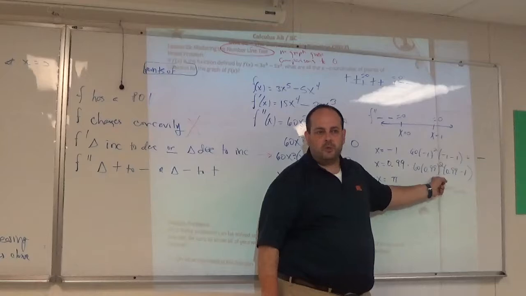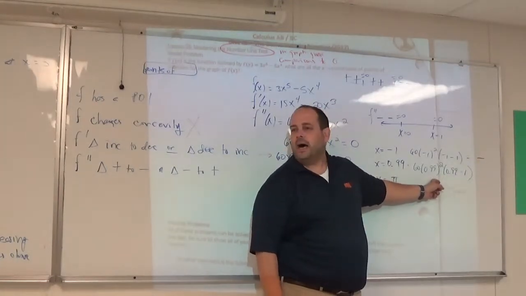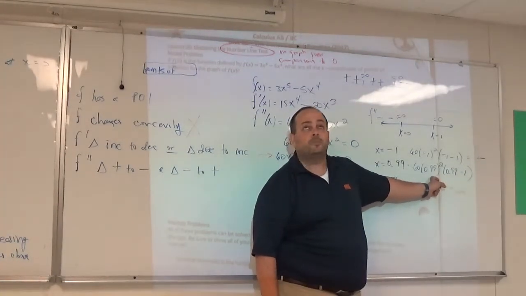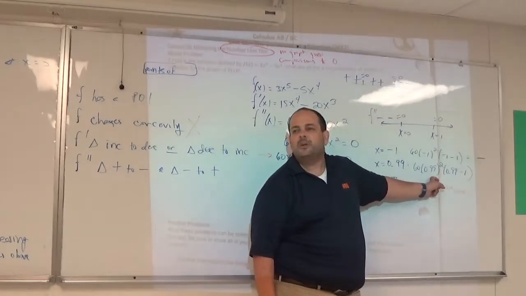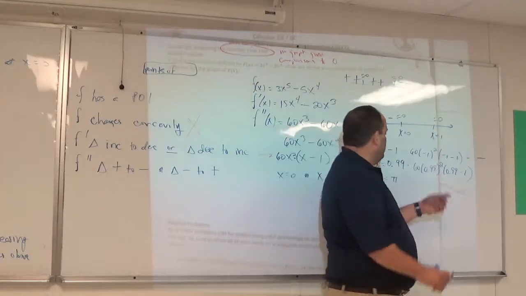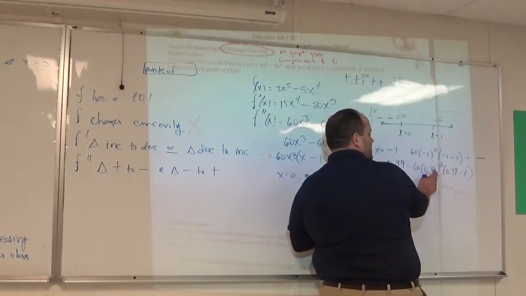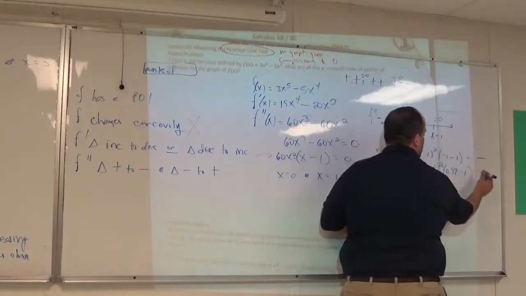60 times 0.99 squared is positive. No one needs to know that 0.99 squared is 0.9801. The fact that I do is a sickness. But it's 60 times a positive number. How about over here? Negative. Negative.